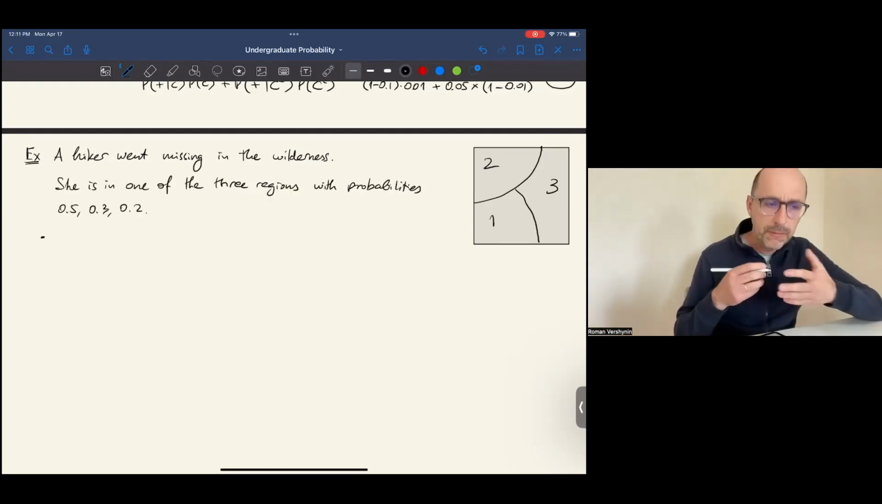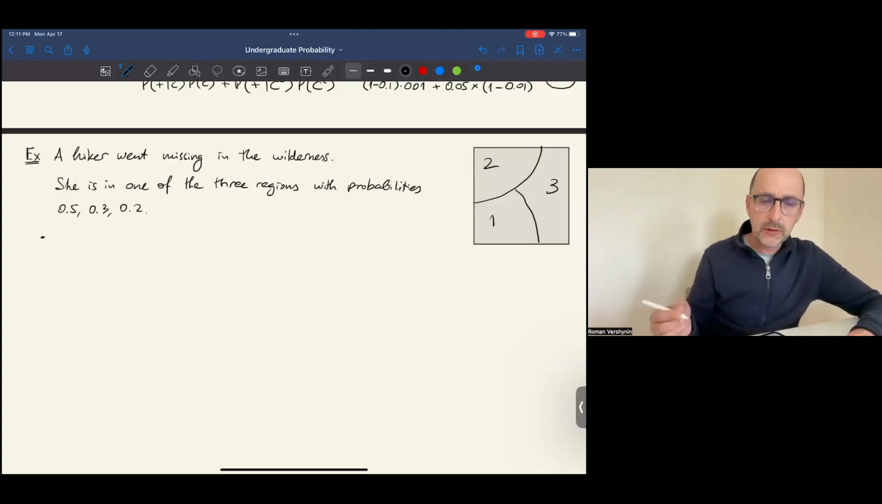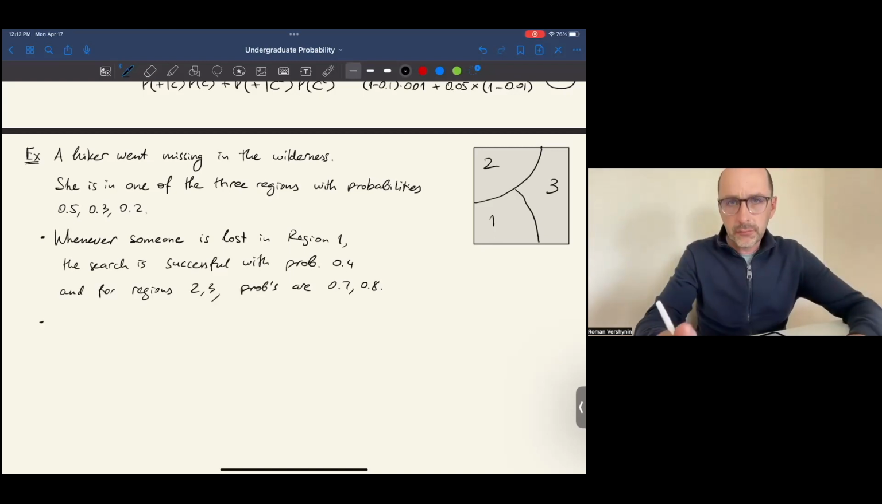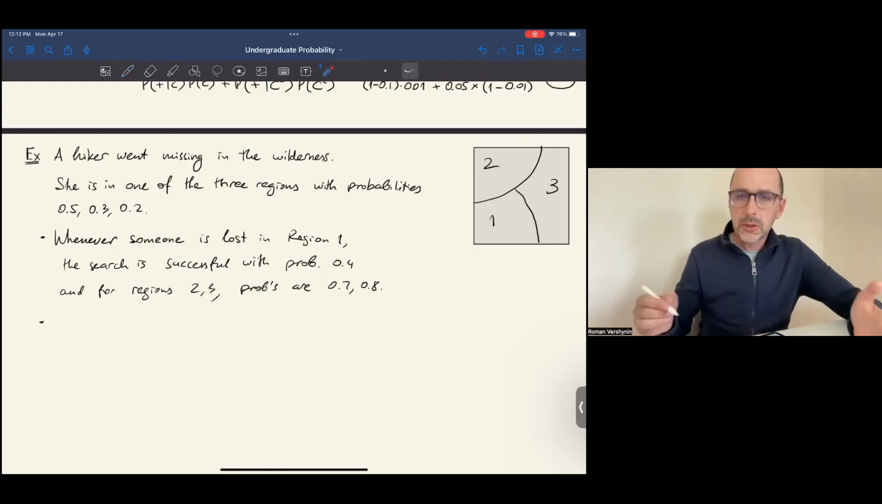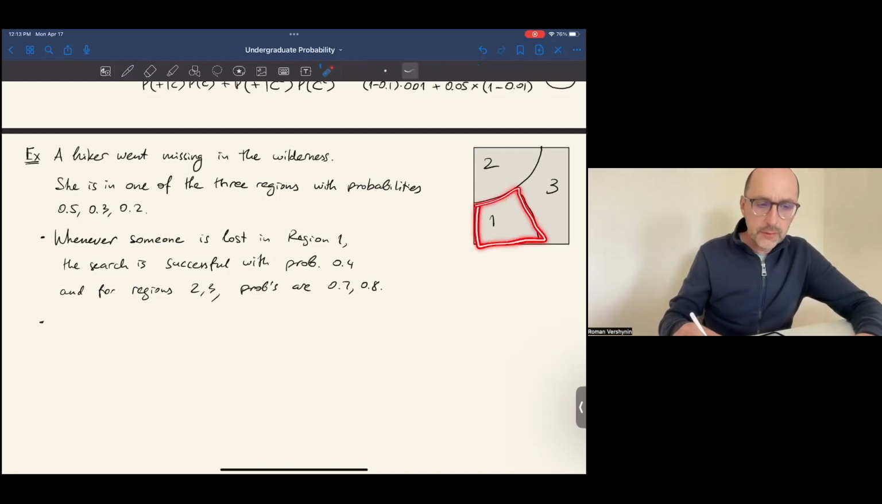These regions have various probabilities of a successful search. Whenever anyone is lost in region 1, the search is successful in that region with probability 0.4. And for regions 2 and 3, the probabilities are 0.7 and 0.8. Imagine that you are leading the rescue team. Where would you send the team first? Maybe you will send the team to the region where the hiker went missing most likely, region 1. So assume you do that.